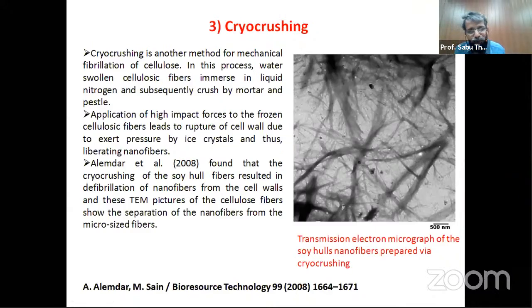Cryo crushing, what you do is you go to very low temperature. You freeze a sample using liquid nitrogen and then subject the material to high impact forces. When you do that, the cell walls are broken and you get beautiful nanofibers. This is called cryocrushing.